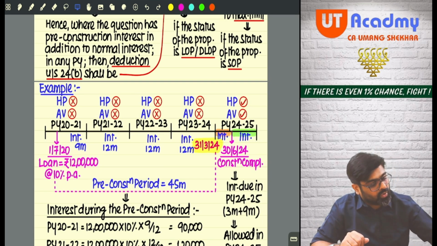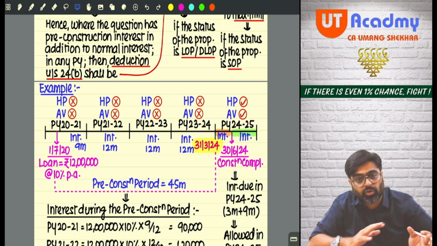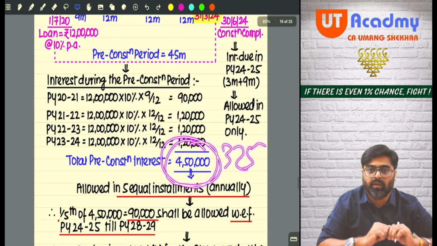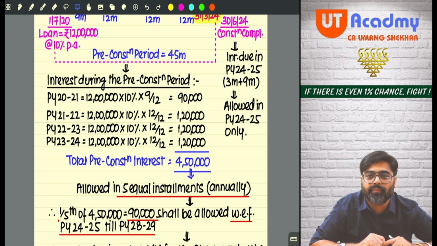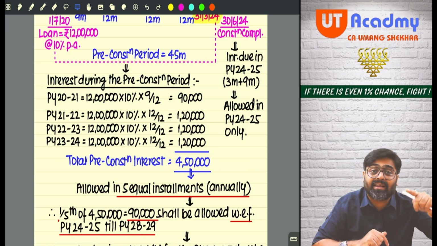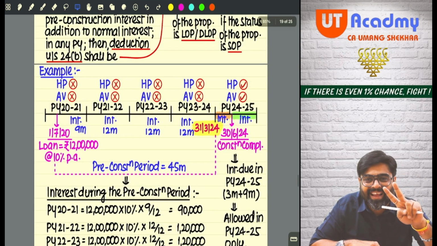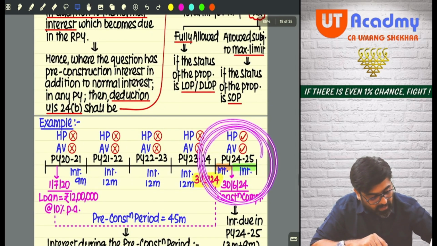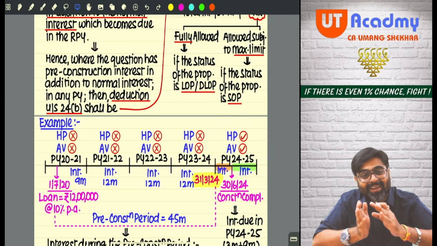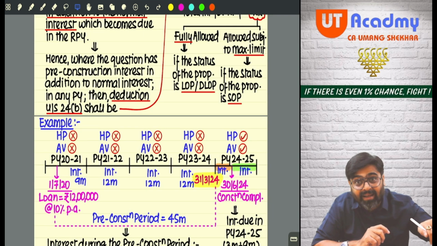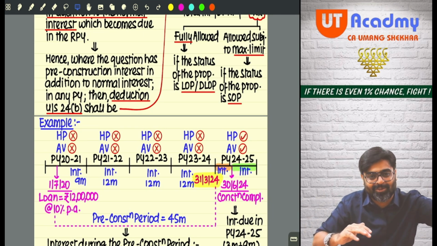Getting my point? So 2 lakh into 10% into 15 upon 12 will give me 25,000 interest. So 3 lakhs plus 25,000. Now this amount will become 3,25,000. Divide by 5. That will be my 1/5. I can claim for the first time in 24-25. Now still 2 lakh is remaining. Can I say on that entire 2 lakh, interest will become due in my previous year? 2 lakh into 10% will give me 20,000 interest, normal interest for my previous year. And with that, 1/5 of 3,25,000 will be added for the first time.